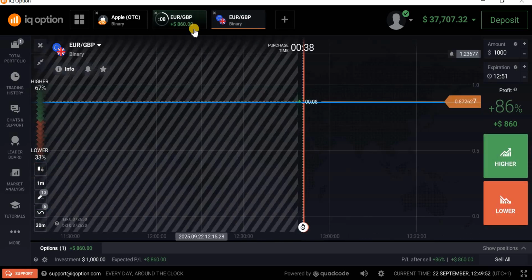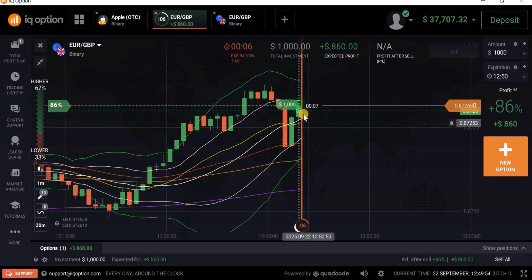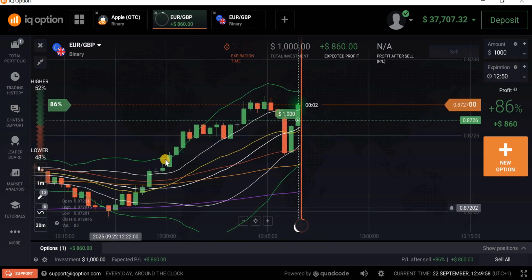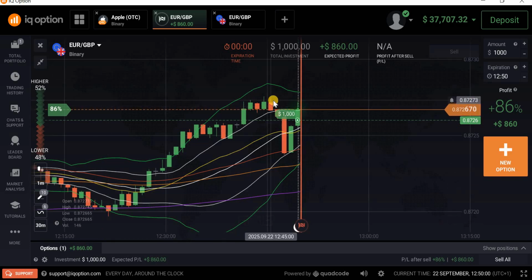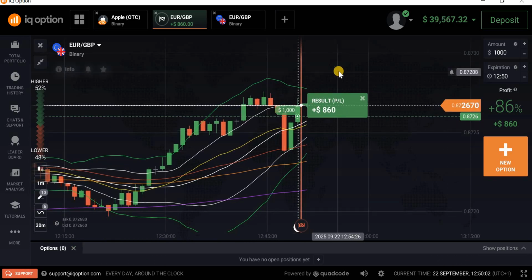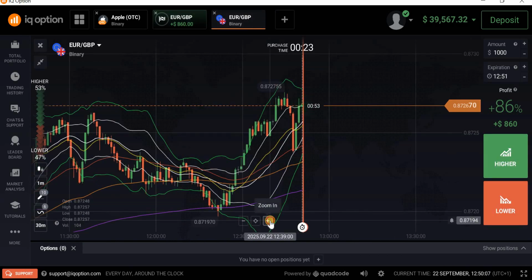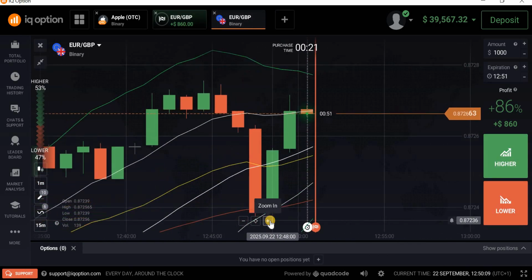So I did a put trade and this is how it is going already. Yes, this is a continuation of this initial uptrend. So we have uptrend, retest, and continuation. So our next trade will be on the same pair. I like trading on the same pair.